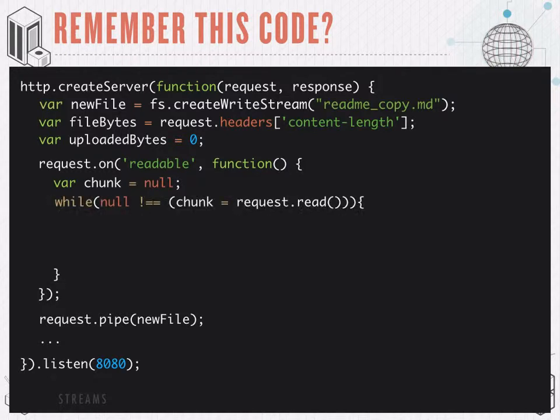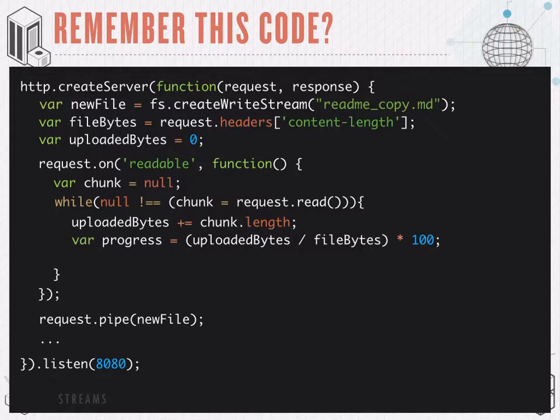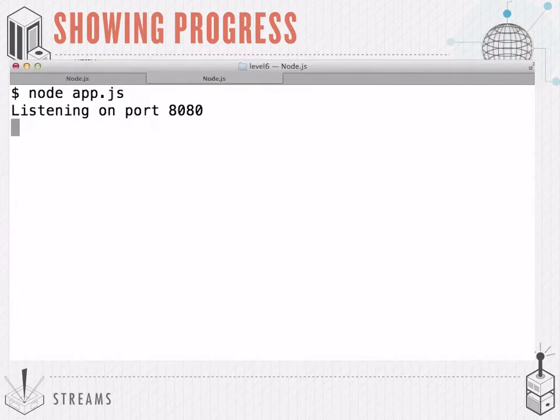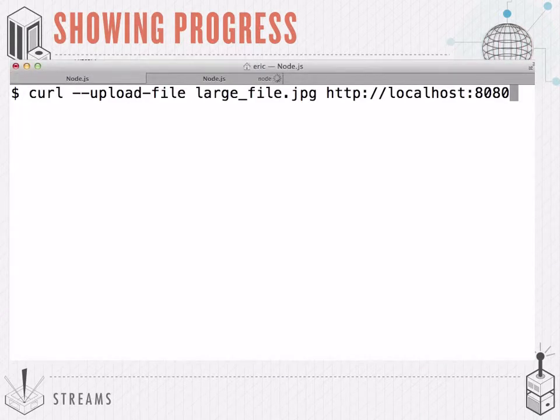Inside of the while loop, we'll increment the uploaded bytes variable with the length of each chunk. Then, we calculate progress by dividing uploaded bytes by file bytes and multiplying it by 100. Then we send the progress back to the client using the response.write function. We use parseInt to round the progress to an integer. Down at the bottom, pipe is still taking care of the actual upload for us, and the only reason why we're using the readable event is so that we can keep track of the current progress. Now when we run our code and upload our file, we can see the progress.